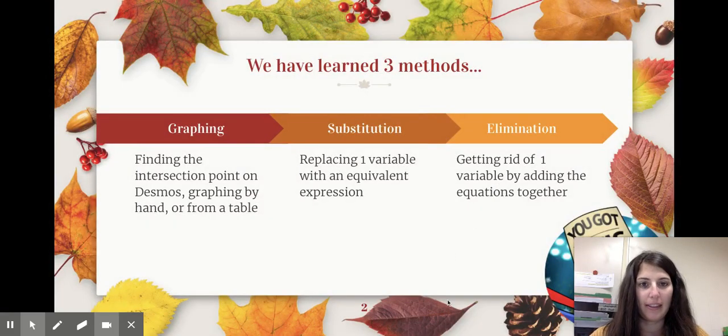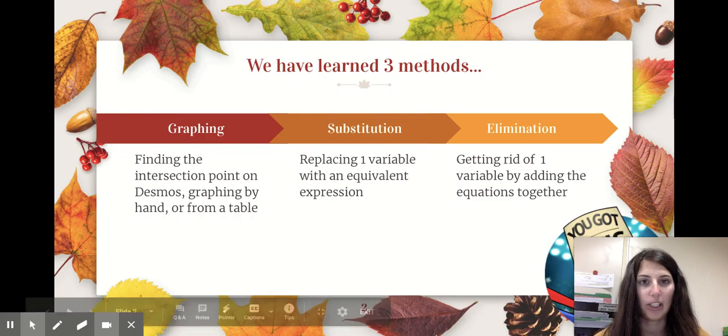So we learned 3 methods so far last week: graphing, substitution, and elimination. Graphing is where we find the intersection point on Desmos, graphing by hand, or looking at the table to find the same point. Substitution is where we replace one variable with an equivalent expression. Elimination is where we get rid of one variable by adding the equations together.